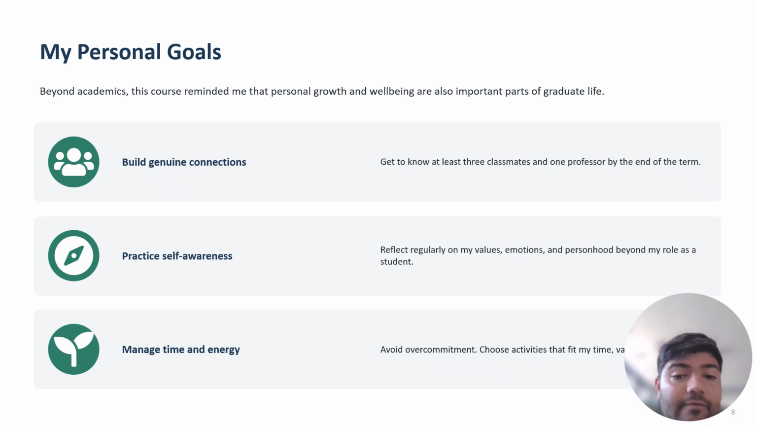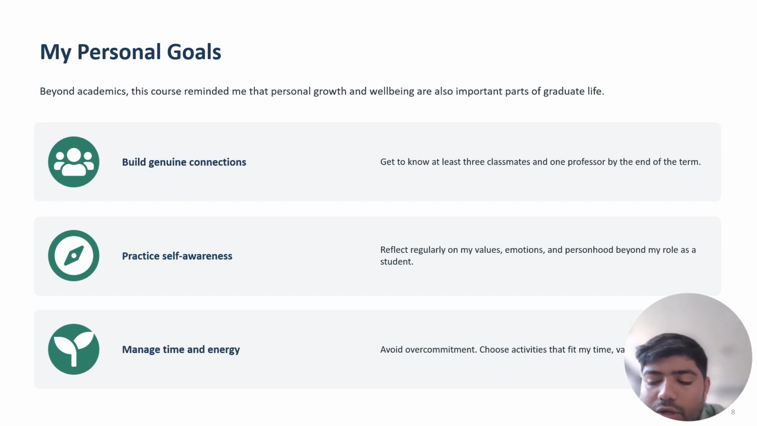Then, practice self-awareness. We always need to be self-aware because in the future we cannot predict what problem is coming. Self-awareness means we are already aware of all the problems and all the things. We are always aware of our hygiene, our health, our routine work, managing time and energy. My goal is always to manage time and energy. So avoid overcommitment, choose activities that fit my time, that type of thing.